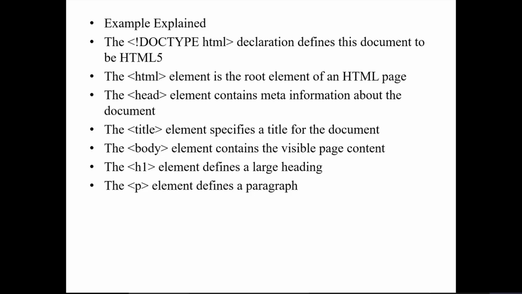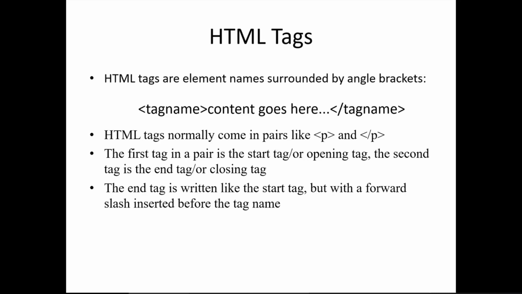So H1 to H6, there are 6 heading tags. H1 is the largest and H6 is the smallest. From large to small, you can use H1 for the largest, H2 is a bit smaller, H3 is smaller still, H4 smaller again, and last is H6. So you can follow this hierarchy.